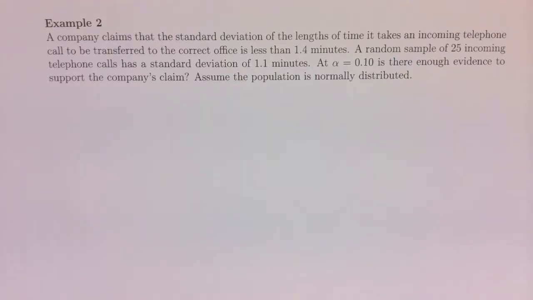Hello everyone, this is example 2 from section 8.4. A company claims that the standard deviation of the lengths of time it takes an incoming telephone call to be transferred to the correct office is less than 1.4 minutes. A random sample of 25 incoming telephone calls has a standard deviation of 1.1 minutes. At alpha equals 0.10, is there enough evidence to support the company's claim? Assume the population is normally distributed.